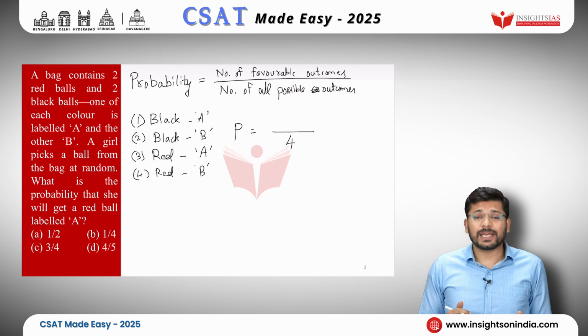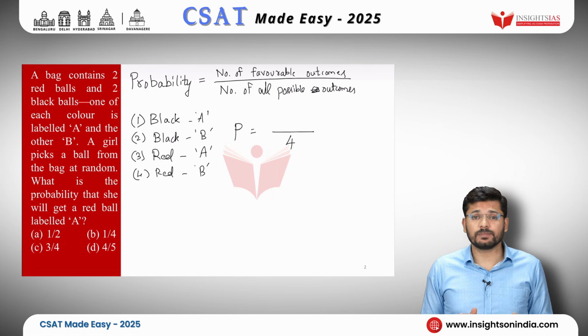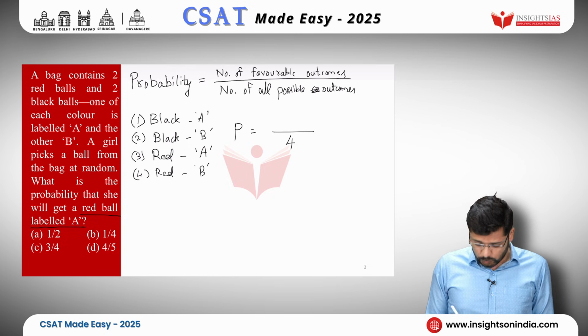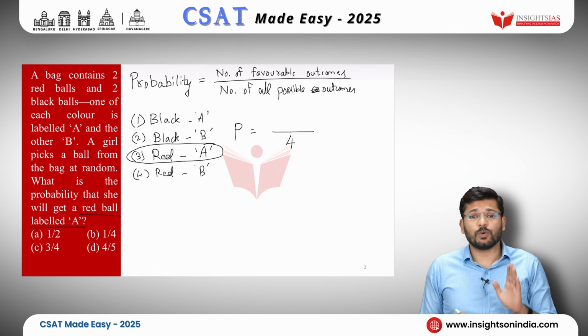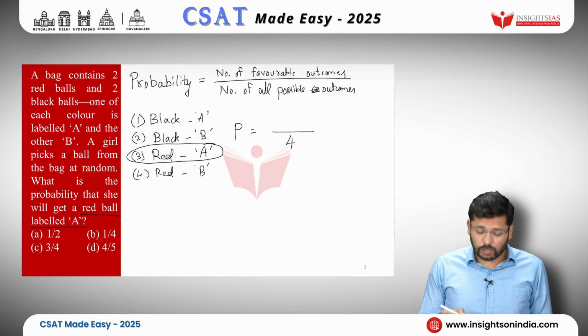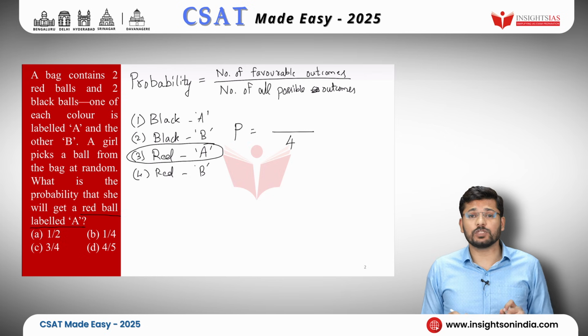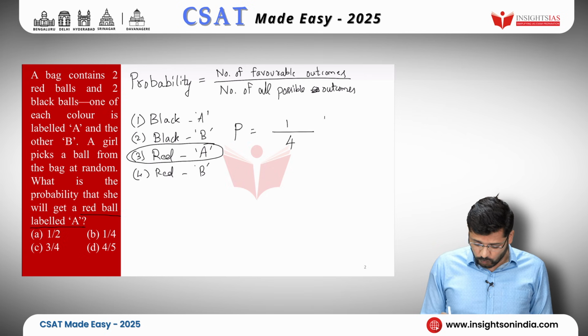Which one of these 4 is favorable to us, or which 2, which 3 of them are? The question asks us for a red ball labeled A. Red ball labeled A, the third possibility, is the only one favorable, because if she got a black A or black B or red B, we do not want them. The girl wants to know the probability that she will get a red ball labeled A. There is only one possibility where we get a favorable outcome, so the number of favorable outcomes would be 1. So the probability became 1 by 4.